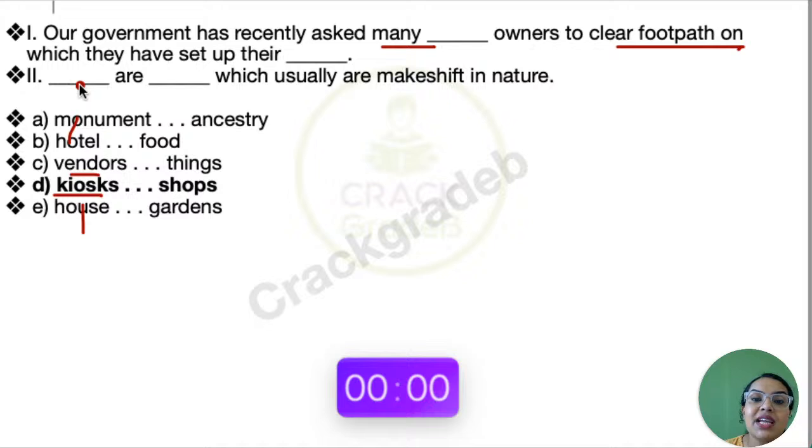Then the second one says dash R. I again need a plural because R is my verb. Dash R, dash which usually are makeshift in nature. That means they are movable. You can easily move from one position to one place to another one. So that is what kiosks do. That is the definition of kiosk. And that if you know that, you know D is the answer for sure.